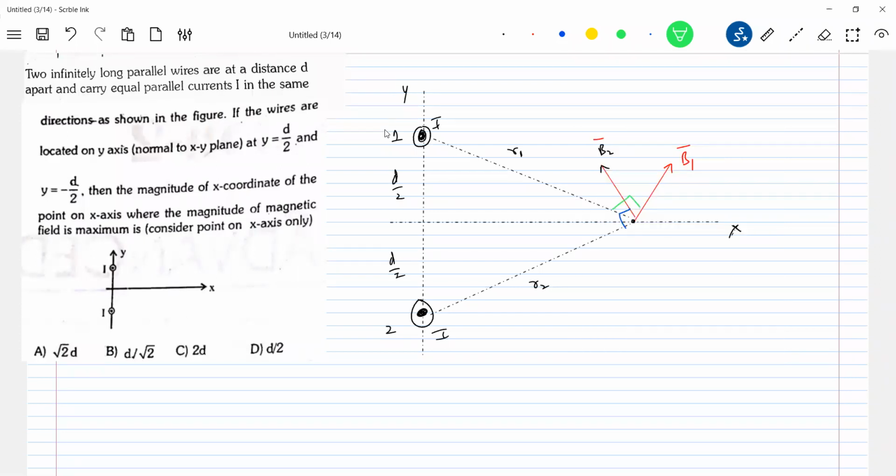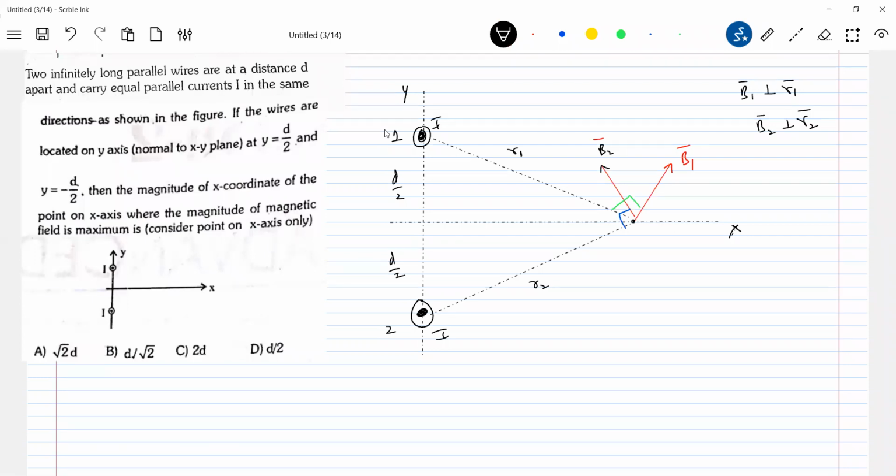These two should be perpendicular. So look at that green color and that one. B1 should be perpendicular to R1 bar. B2 should be perpendicular to R2. This is very important. Many problems are related to this idea.